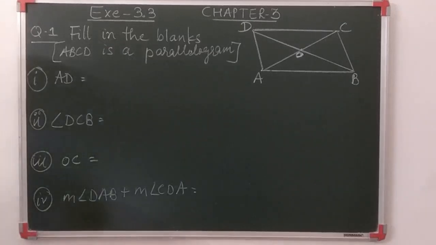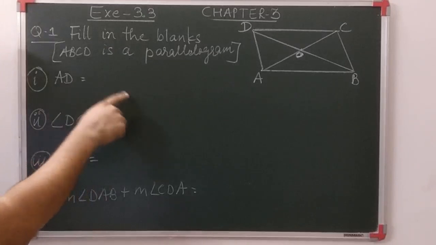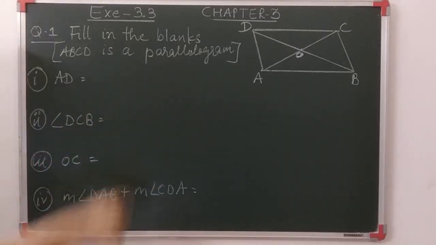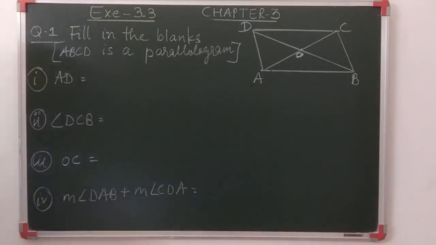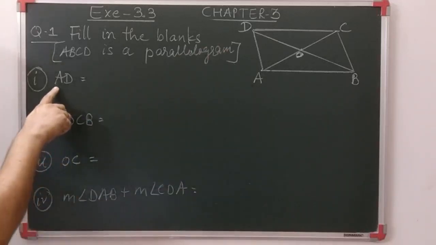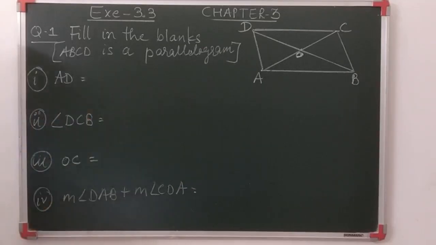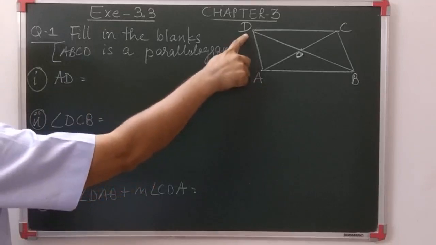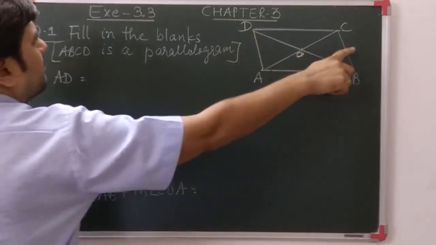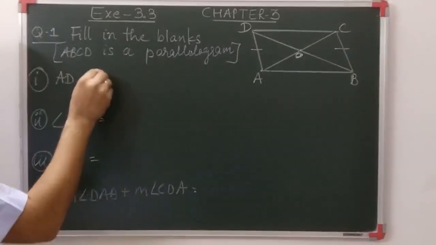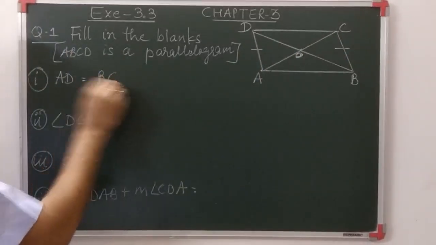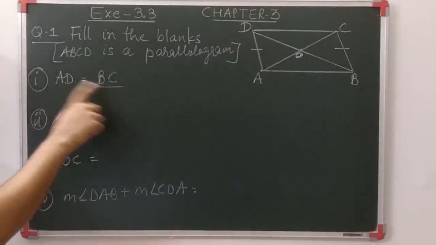Exercise 3.3. It is said that we have to complete these fill-ups by using the definition or the characteristics of a parallelogram. So the diagram is given, ABCD is a parallelogram. Here the first question: AD is equal to dash. According to this definition, we know that the pair of opposite sides are equal. So AD must be equal to BC. So here it comes BC. So opposite sides are equal.